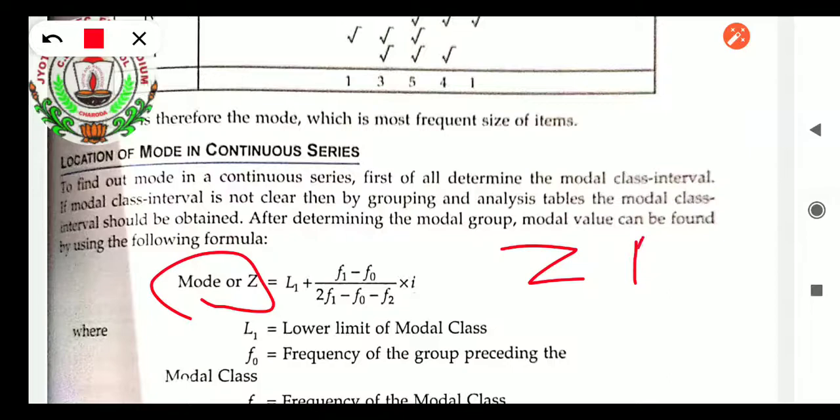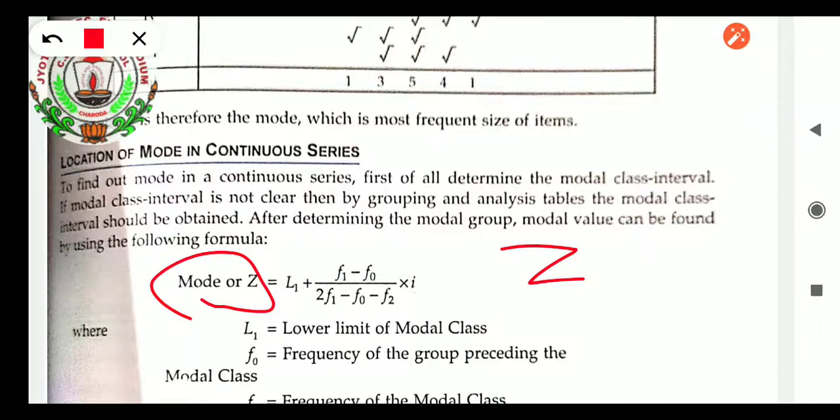Okay, median was M and mean was x bar. So now we are going to learn that mode is symbolized by z. You have to remember it, because in every chapter the variable will be different, so it will be difficult if you do not learn it.